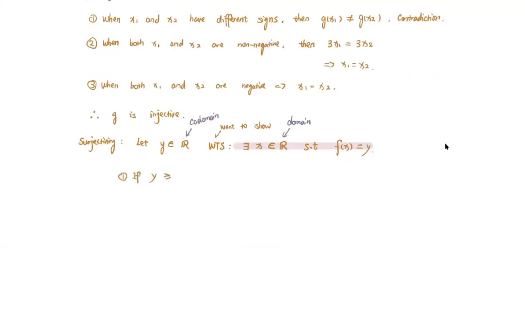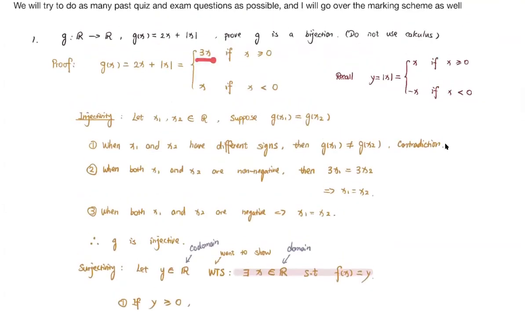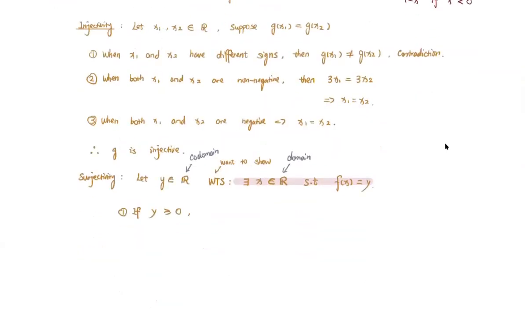Okay? So my first case is that if y is greater than or equal to 0, you'll get 3x equals to y. So we can pick, let my x equals to y over 3. By the way, since y is a real number, this is a real number as well. Then we have g of x, which equals to g of y over 3. Since here your x is positive because y is positive, this will give you 3 times y over 3, which is y.